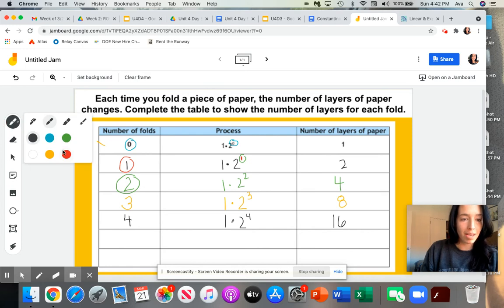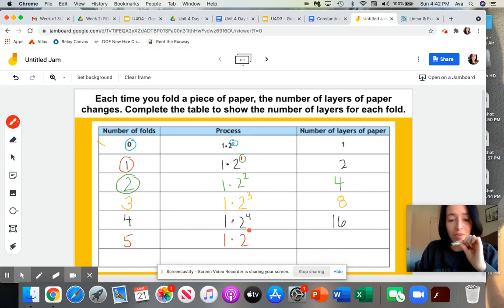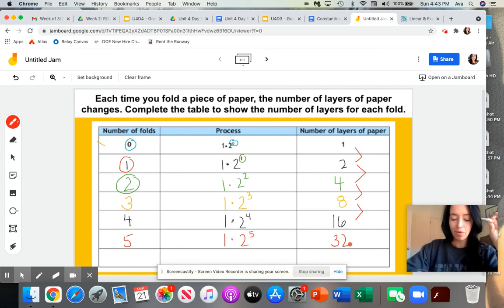I'm going to keep going. If I make a 5th fold, this is getting tiny. It's getting really hard to fold. Look how small that is. I'm going to continue my pattern. 1 times 2 to the 5th. Now, I can do a couple things. I can predict based on what I see happening here. I'm seeing that things are multiplying by 2. Okay, so I'm going to guess it's 32. Well, let me check my math. 2 times 2 is 4, times 2 is 8, times 2 is 16, times 2 is 32.